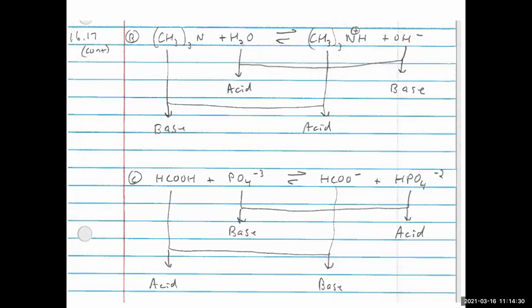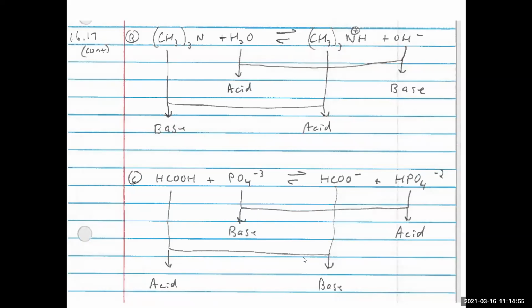So from this, we can see that it was H2O that donated a proton, so then it's an acid. We see the CH3N picked up a proton, so that's the base. So we've identified the acid and base on the left-hand side, and the conjugates are on the right-hand side.